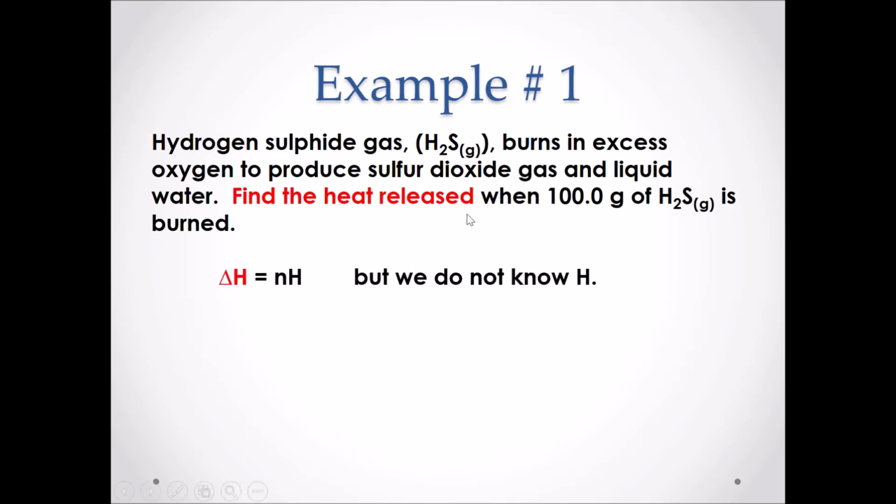This is a combustion reaction, which is a potential energy change. So we will use the equation delta H equals nH, and we will be looking for delta H, the heat released. The only problem is we don't know the H value for the combustion of H2S.